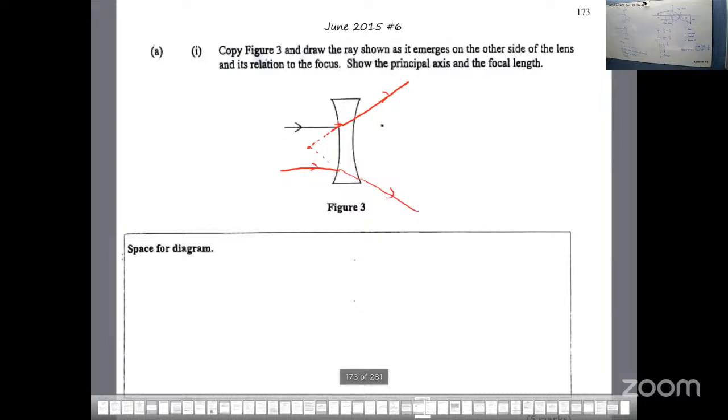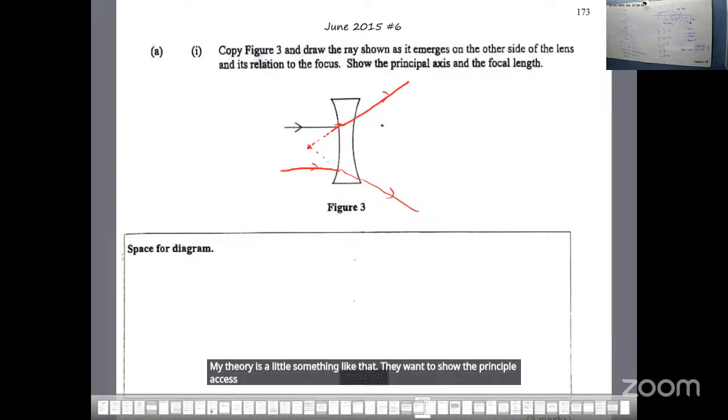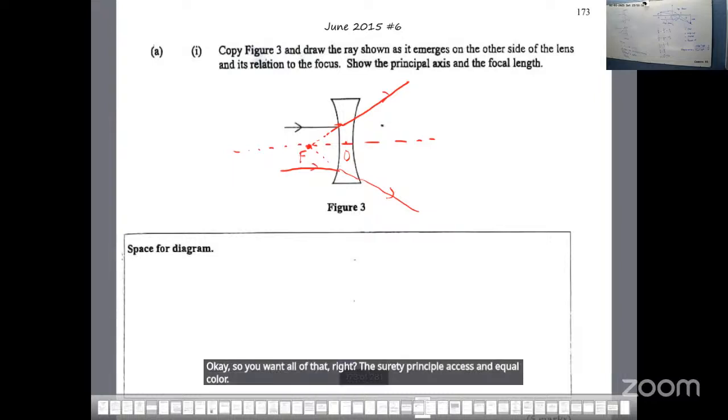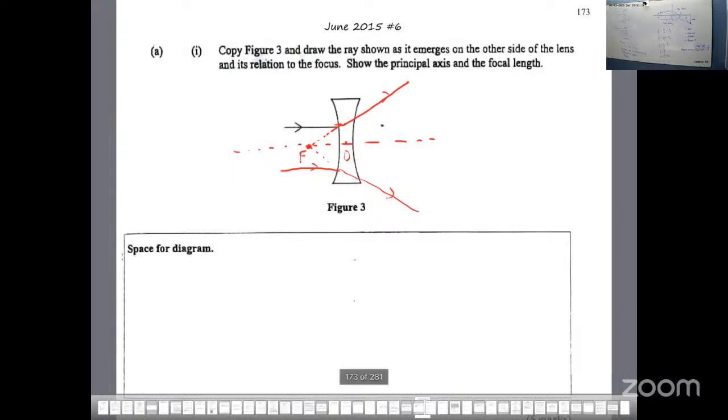Your rays will look something like that. They want to show the principal axis and the focal point. The principal axis and the focal length will be from here to the middle. The middle is the optical center. So you want all of that. Show the principal axis and the focal length. Actually, just a solid line. That's the principal axis.